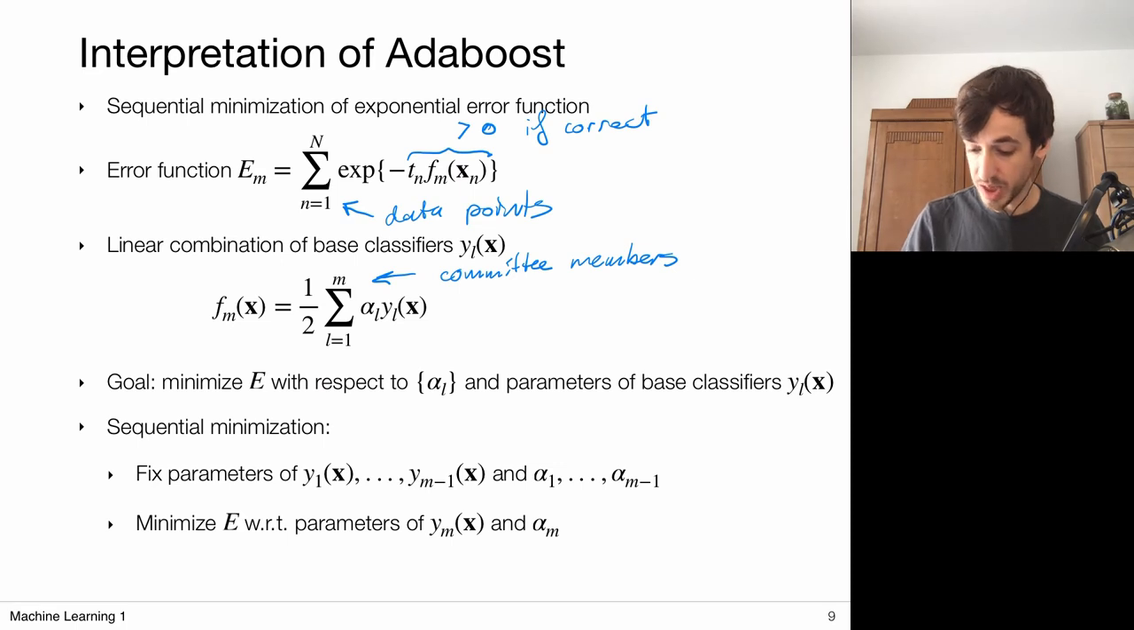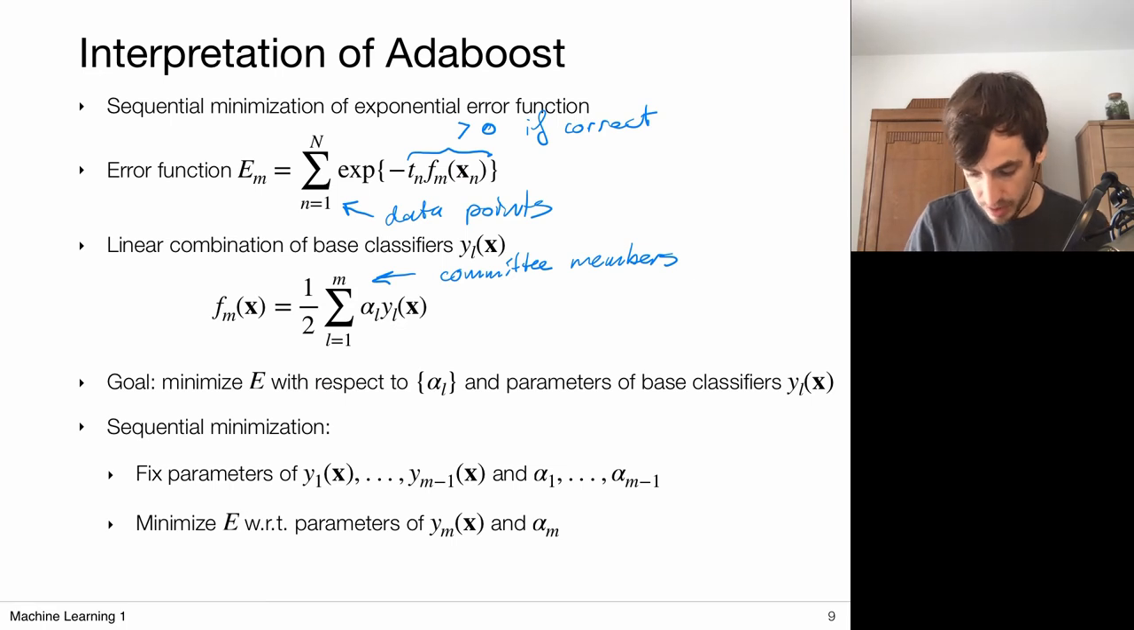So we want to minimize an error defined for my entire committee, right? So I have m of such committee members. Each one consists of a model that I want to optimize and a corresponding set of weights that I want to optimize, right? So that's the ultimate goal, to minimize the error with respect to both alpha_l and the parameters within each base classifier, y_l. And that is, of course, super complicated to do. So there are so many parameters and so many dependencies.